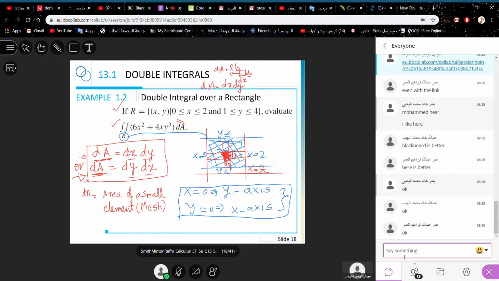So this is our interest, to find the double integral. So it's very simple. Look at here. We are writing here the integral of 6x square plus 4xy cube dx dy. Now we need the limit for x. Okay, x is which direction? This is the direction of x, and this is the direction of y.